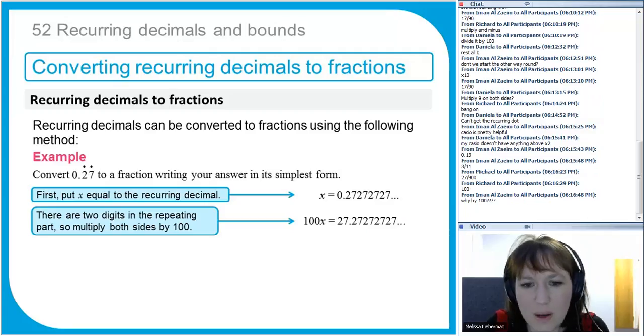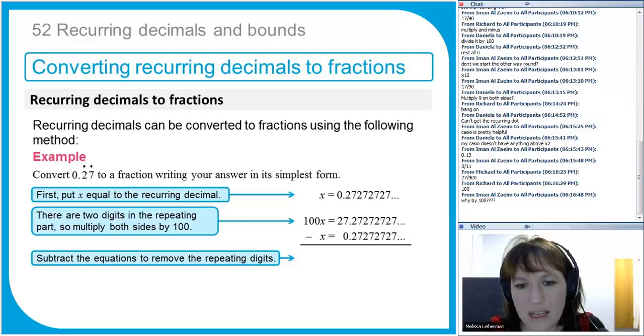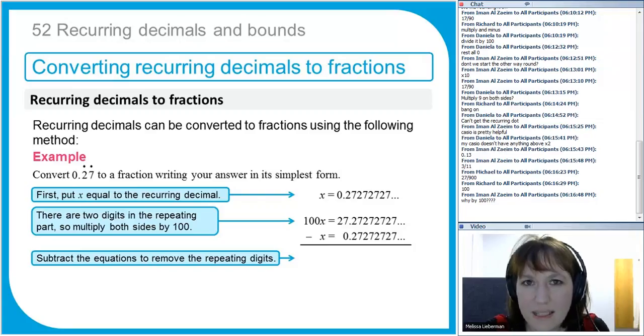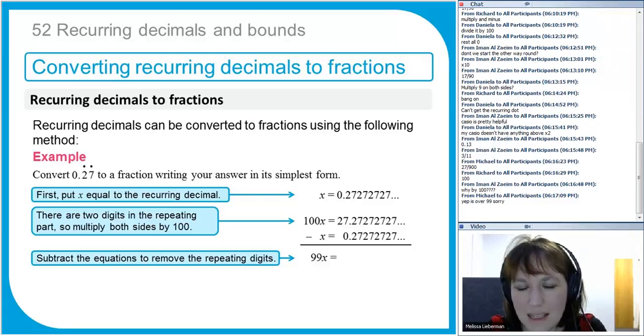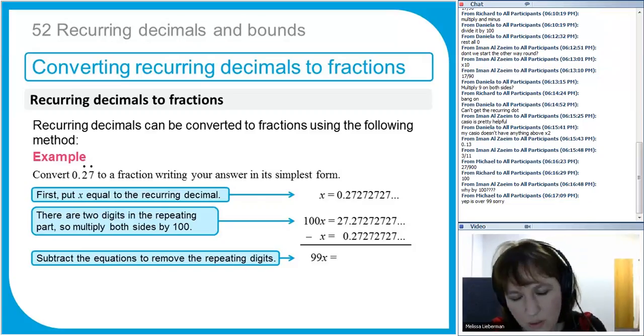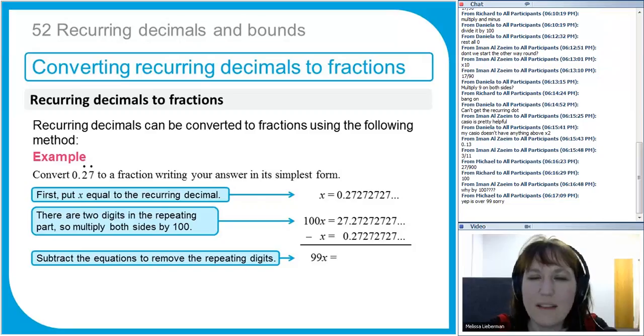So we multiply both sides by 100. So 100x is equal to 27.27272727. Then the next step is to subtract those 2 numbers. So we're going to subtract x from 100x, so we'll just write it underneath. 100x take away x is 99x. And then 27 minus 0 is 27, and the rest of the 272727, they all cancel out. So 27.27 recurring, take away 0.27 recurring is just 27.